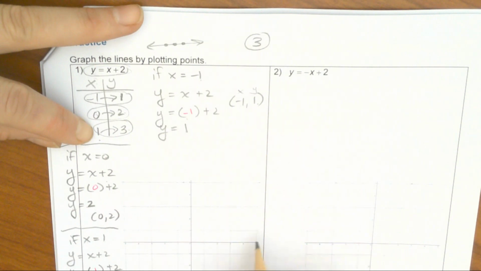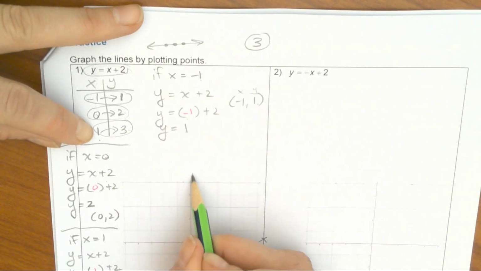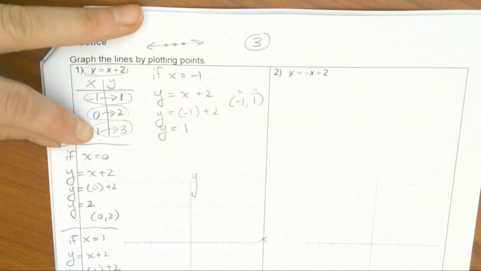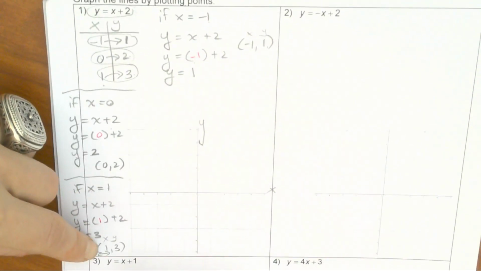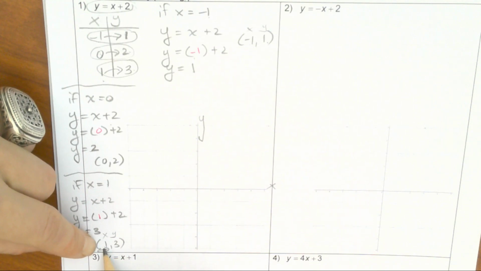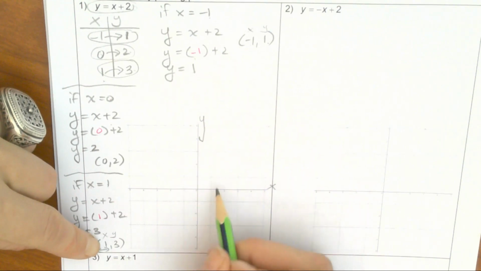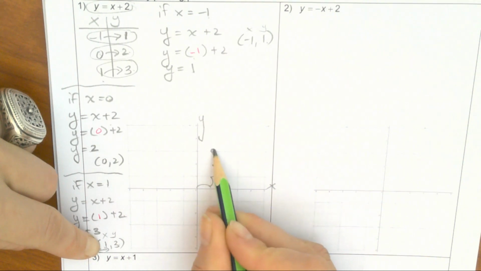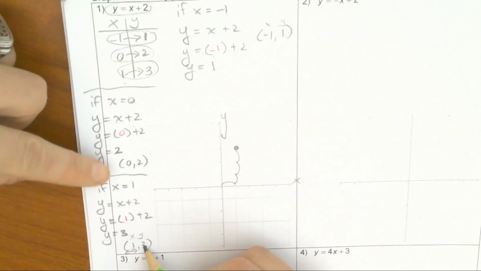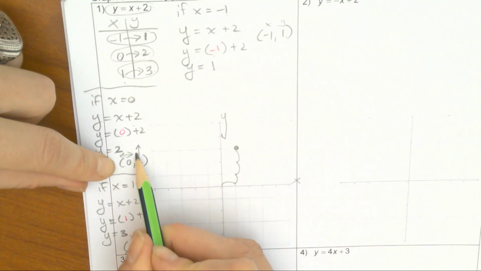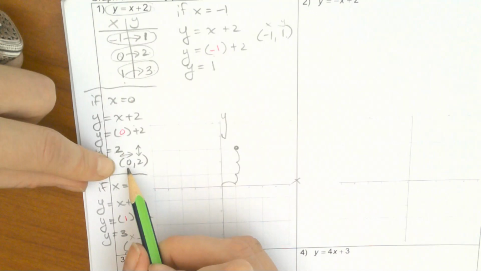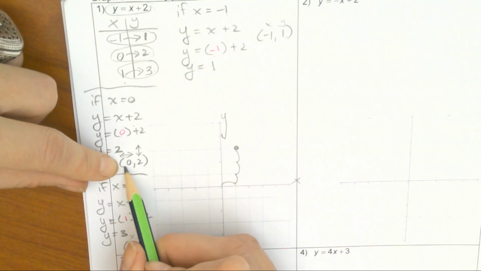So this is the x-axis, this is the y-axis. So x is left and right, so it goes right 1 and up 3. So there's that point. Then we'll do this point. This is x, which is left and right, and this is y, which is up and down. So it says, don't go left and right, just go up 2.